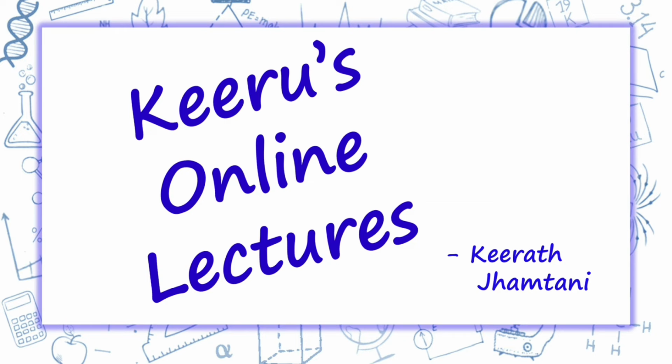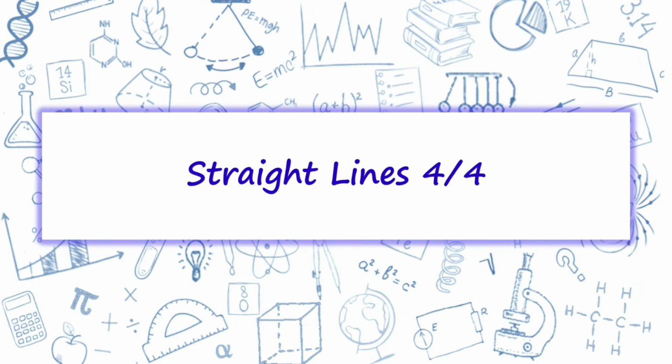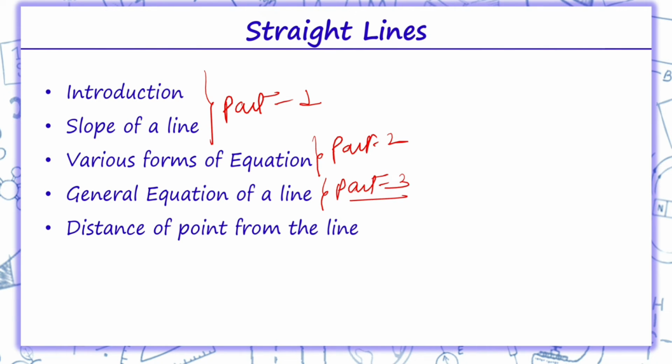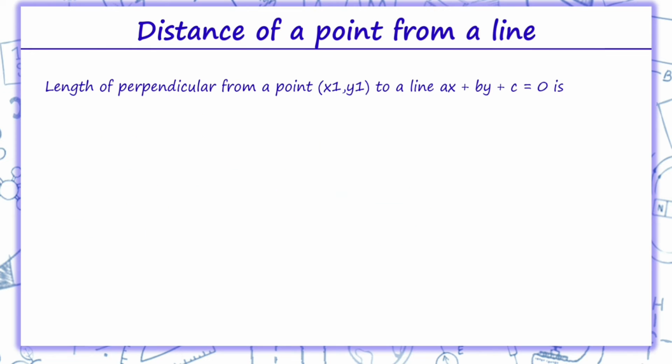I am Kiraj Hamtani and today's topic is straight lines part 4. In part 1 we studied introduction and slope of the line. In part 2 we studied various forms of equation of straight line. In part 3 we studied the transformation of general equation of lines into different forms. Now in this part we are going to study distance of point from the line.